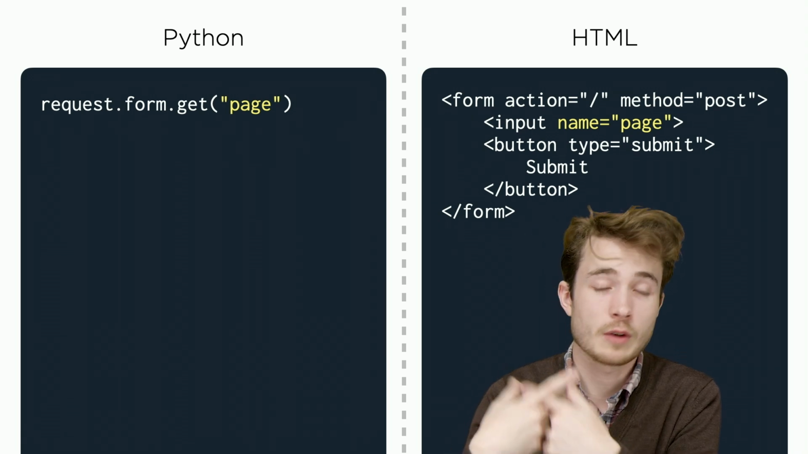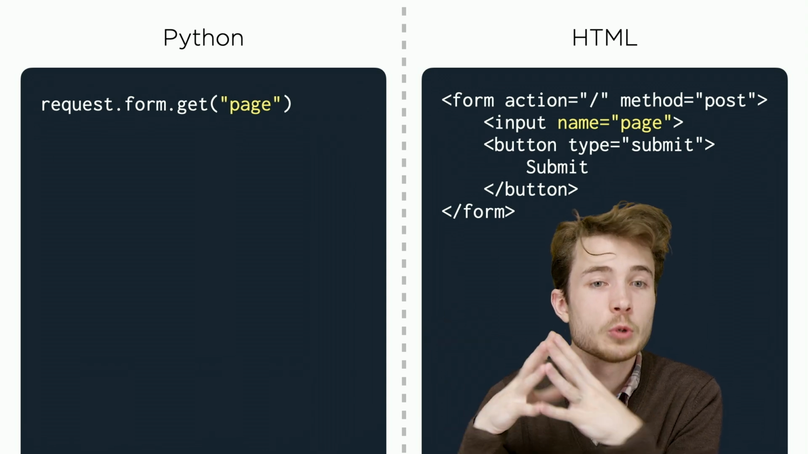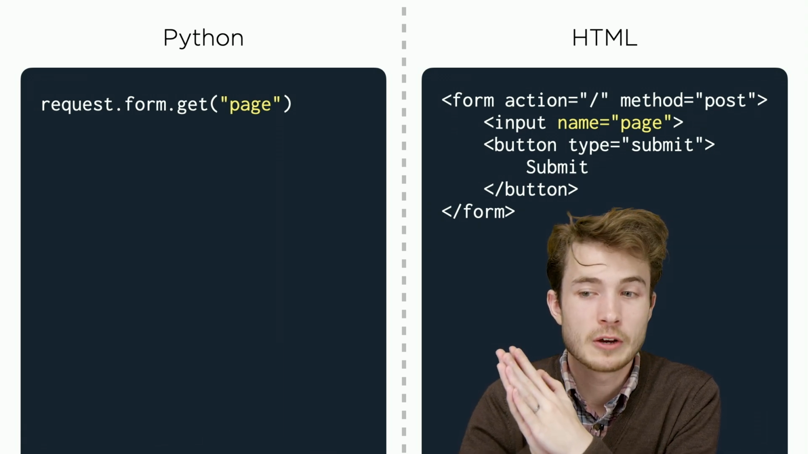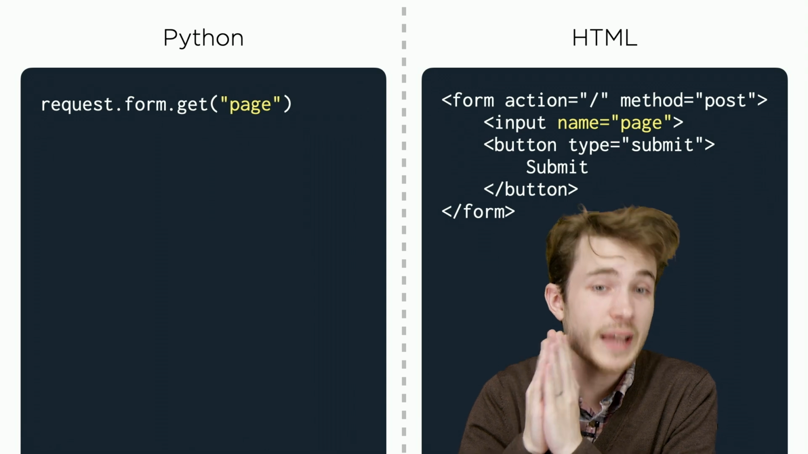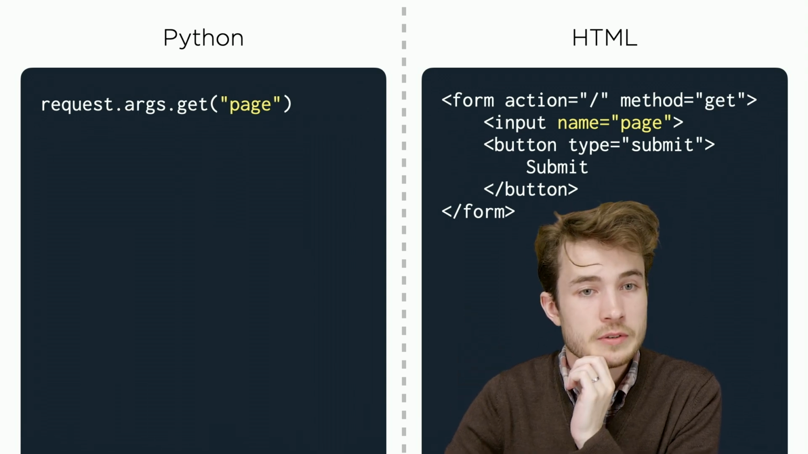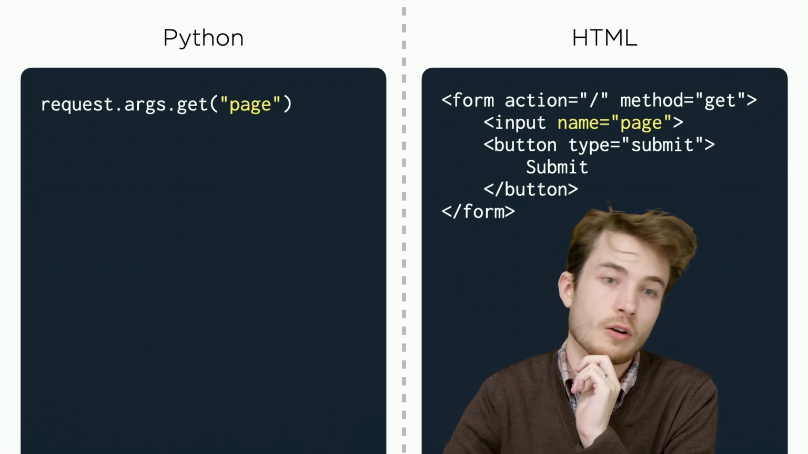So I could use request.form.get and then say page to get access to the value of that input called page in my HTML. If I submitted via get instead of post, I could use request.args.get. So again, post is request.form.get, get is request.args.get.